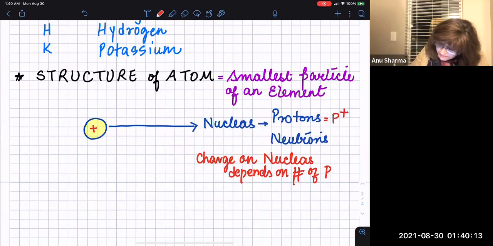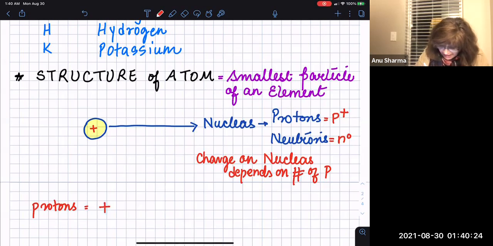Protons, let's put it P plus, and neutrons is N0. Why? Because protons, the charge is positive, okay? And neutrons, the charge is neutral. Okay, zero charge, no charge.